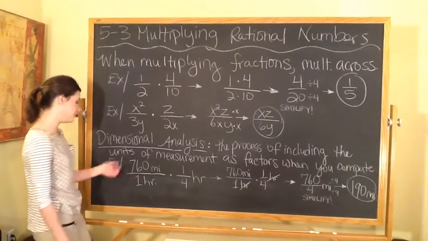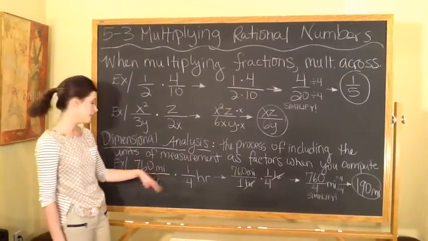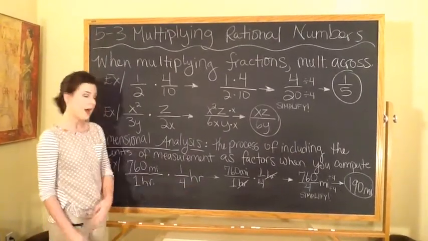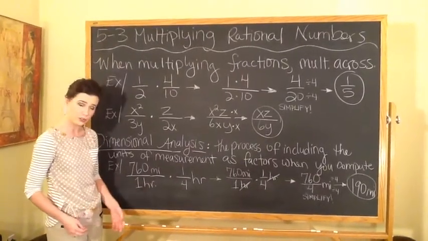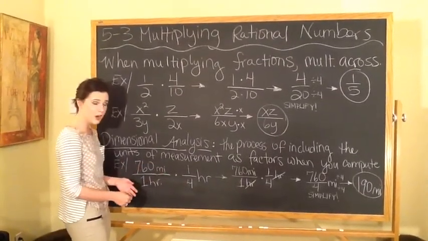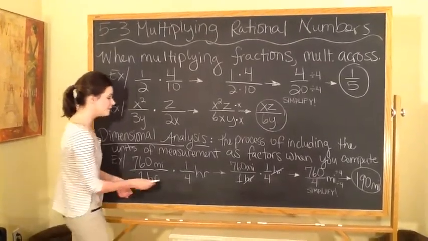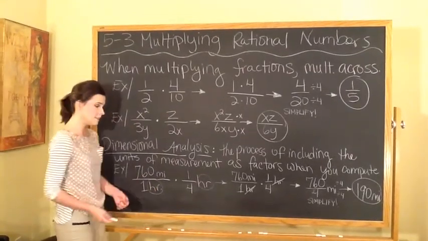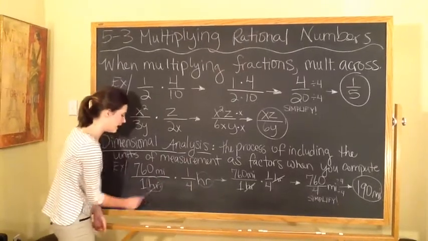In this example, we have 760 miles in 1 hour, or 760 miles per hour, times 1/4 of an hour. How do these units come into play when you're multiplying and dividing with rational numbers? We have our numerators and our denominators, and we're going to multiply across. But there's something I see first. This is talking about hours, and here's hours here. Since this one is in the denominator, you can go ahead and cancel those out.